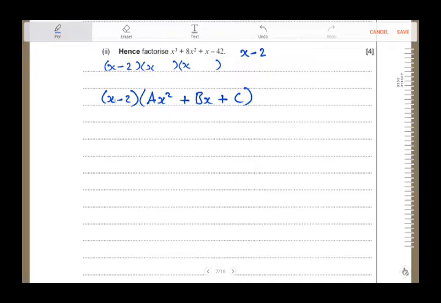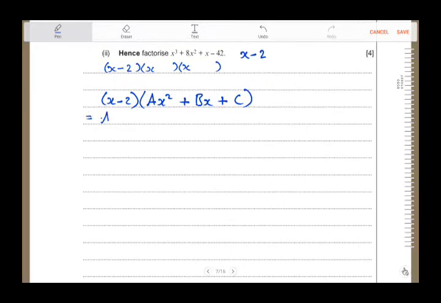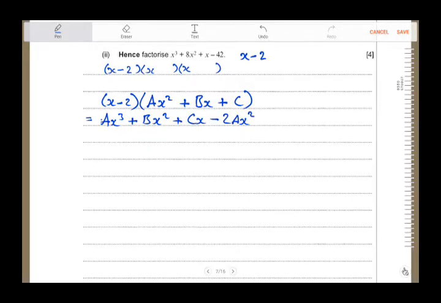Well, we multiply x minus 2 by ax squared plus bx plus c. So first of all, times it all by x, and that gives us ax cubed plus bx squared plus cx. Nice and easy. And then times it all by minus 2. So we have minus 2ax squared minus 2bx and minus 2c. So I've expanded those pair of brackets. Now we collect like terms.